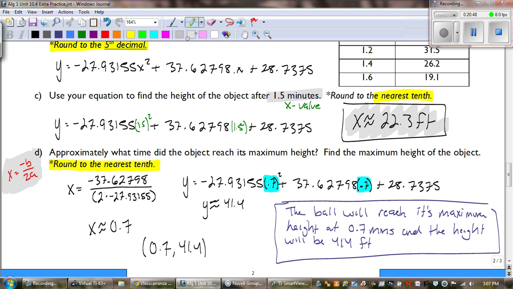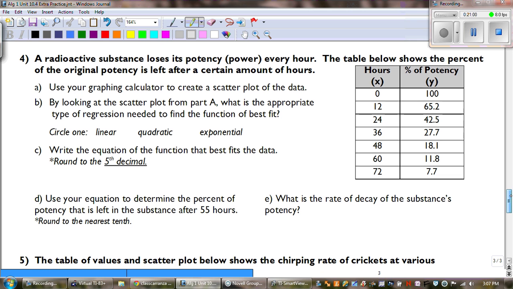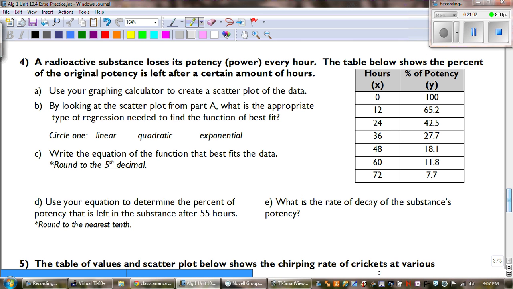Now, that's what we did in class. Your homework, if you didn't finish it in class, is the rest of this. Now, there are two things that you need to know. Since you won't have your graphing calculators, I'm going to tell you what the two equations are. All right, so for C, you should get y equals.